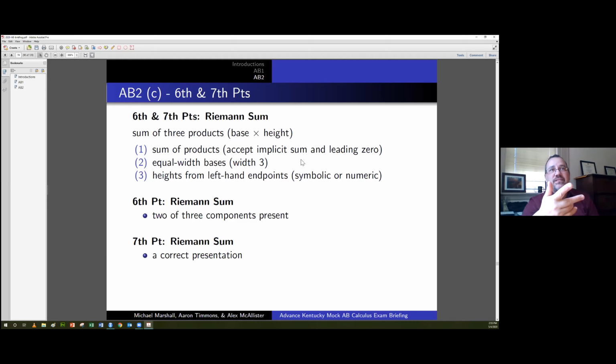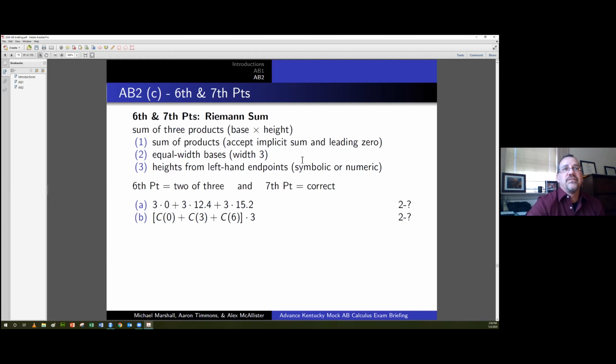So how do we split this up? That was for both points. For the sixth point, for the Riemann sum, if you have 2 of those 3 components present, they'll earn the 6th point. And if you pull it all together and have a complete, correct presentation, that'll be the 7th. So, remember, here are our 3 criteria: 6 points, 2 of 3, 7th point correct.